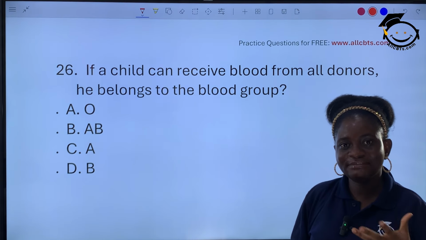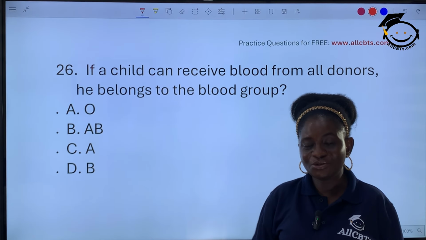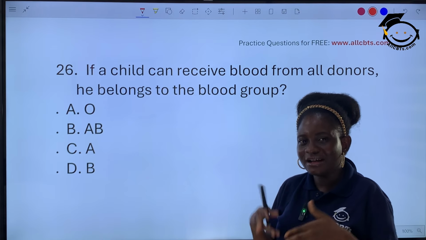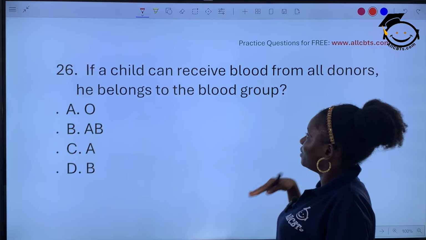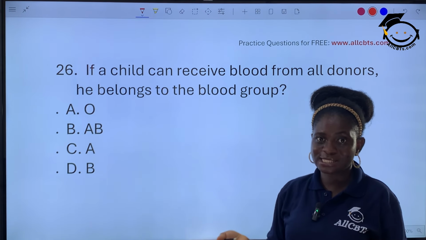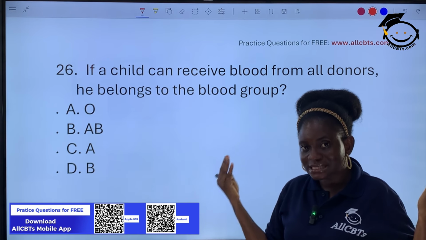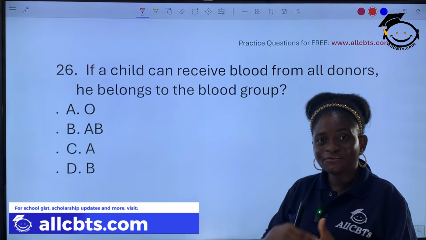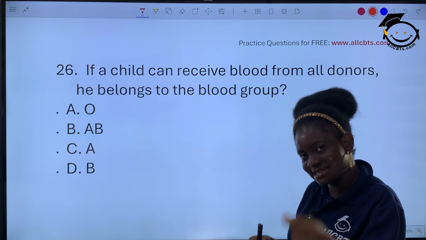Here they made it a practical example. Before, it was just a direct universal recipient, but this question they made it practical. So if you have in-depth knowledge, it shouldn't give you an issue to answer. If a child can receive from all blood donors, that means it's still a universal recipient. So you have to understand your question, don't just cram, so that even if they tweak it a bit, you will still be able to get the answer.